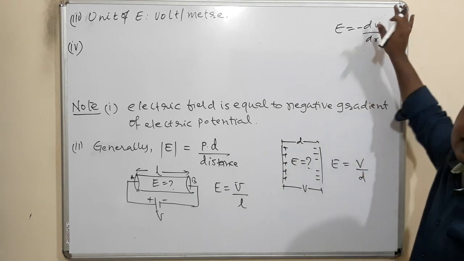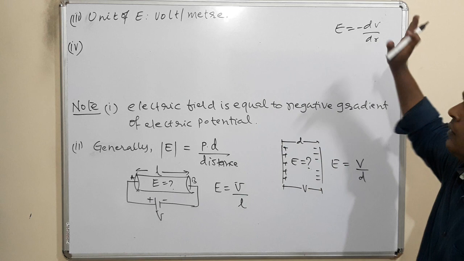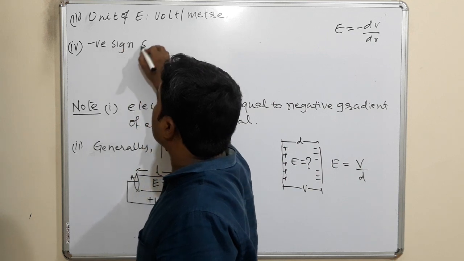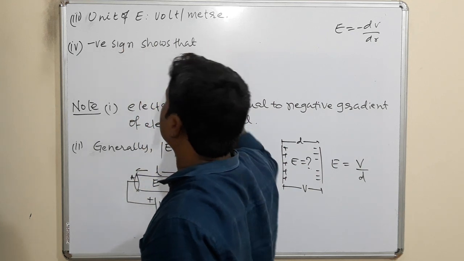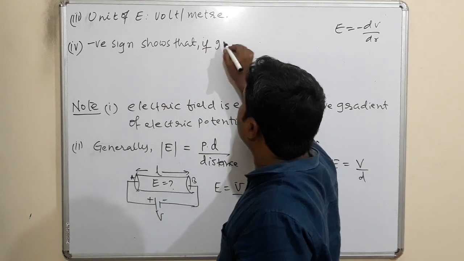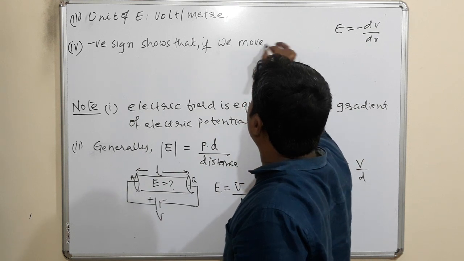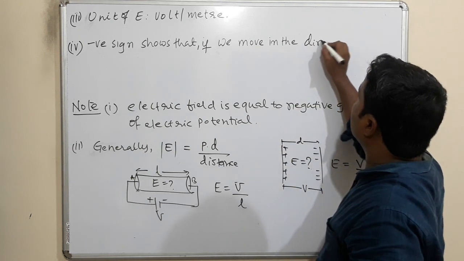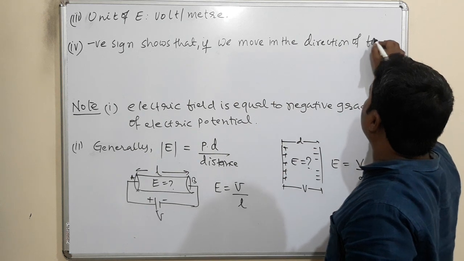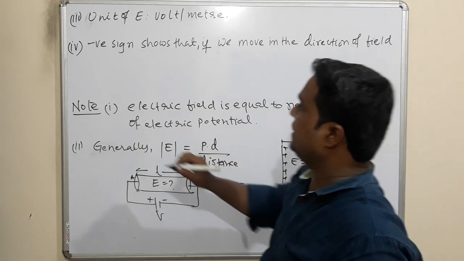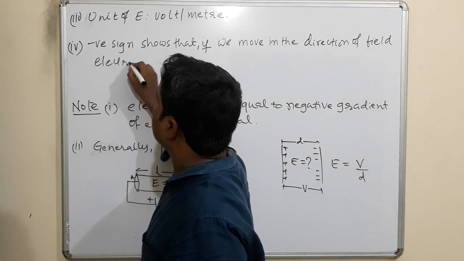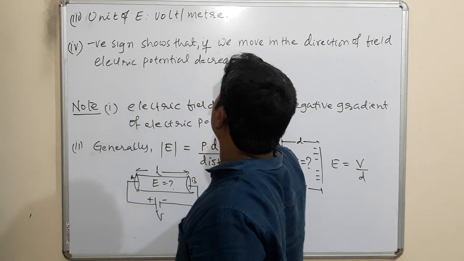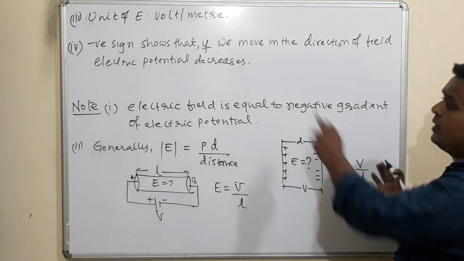What the negative sign exactly indicates in this relation, try to understand this sentence: the negative sign shows that if we move in the direction of the field, electric potential decreases. This negative sign indicates this.